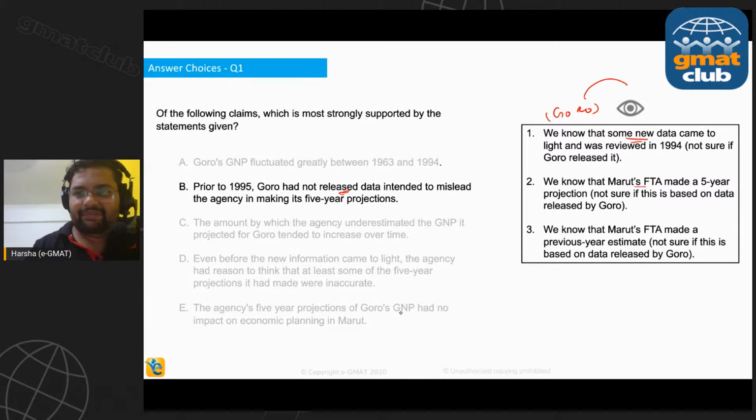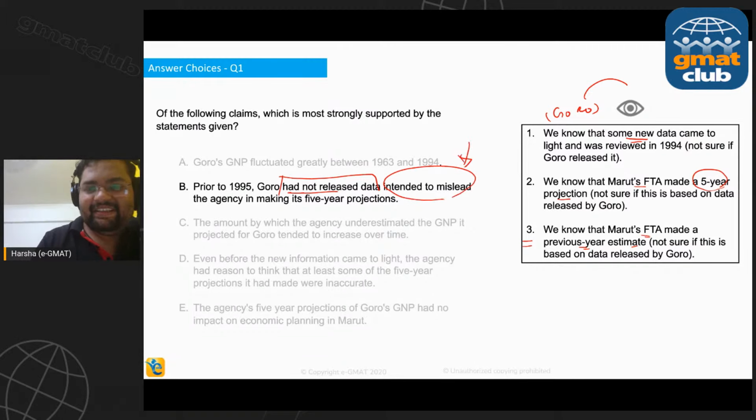We know that Marut's FTA made a 5-year projection, but we don't know whether this 5-year projection was based on any data that was released by Goro. Likewise, even the second estimate, the previous year estimate, we have no idea what the source of this estimate is. Is it based on some data released by Goro? Maybe, maybe not. Zero clue. In reality, I'm not even sure if Goro has released any data. Forget misleading data or data intended to mislead. So for those of you who chose option B, I hope you see why it's absolutely wrong.